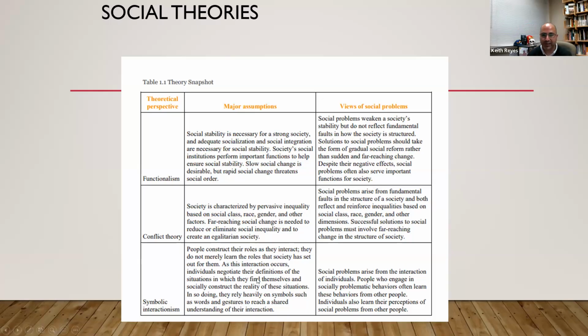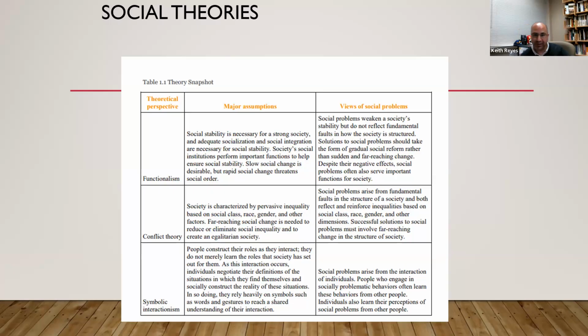And then the last theory is symbolic interactionism. And this is different from the other two, because the other two theories, functionalism and conflict theory, are macro theories. And under conflict theory, you also have critical race theory, you also have feminist theory, you have critical theory, you have all these different kinds of sub-theories. Symbolic interactionism is a very micro theory. It's a micro sociological theory.